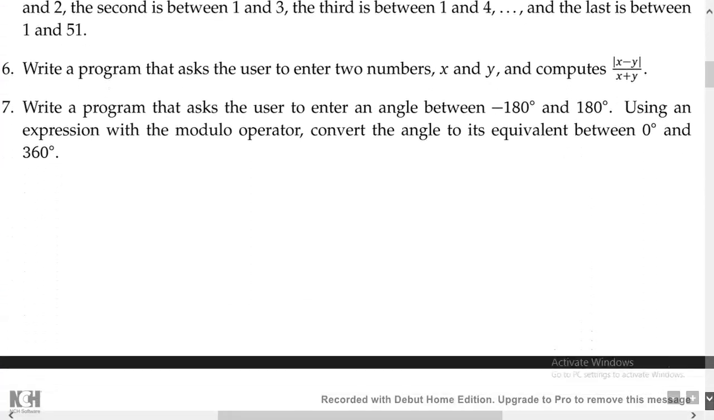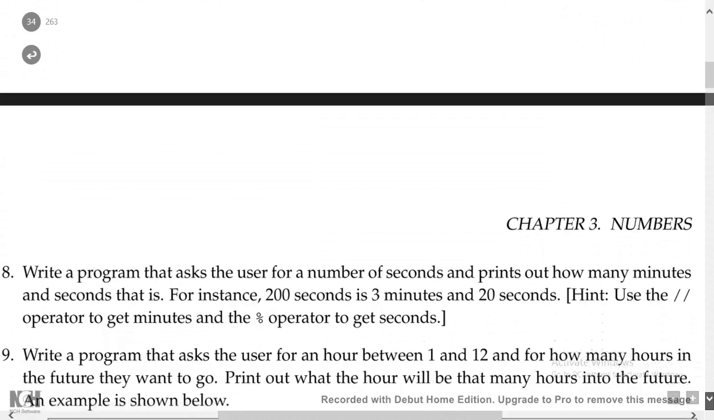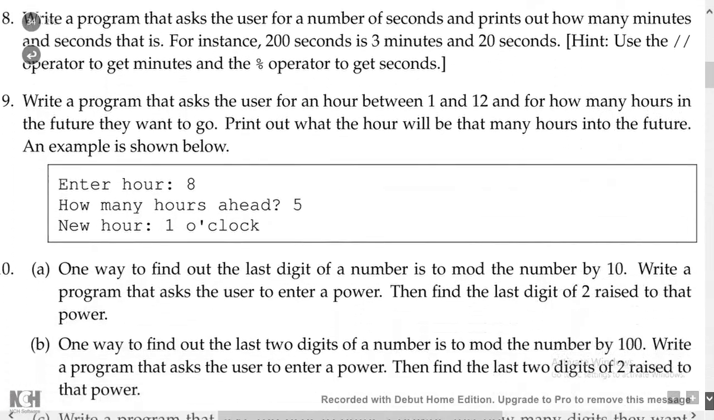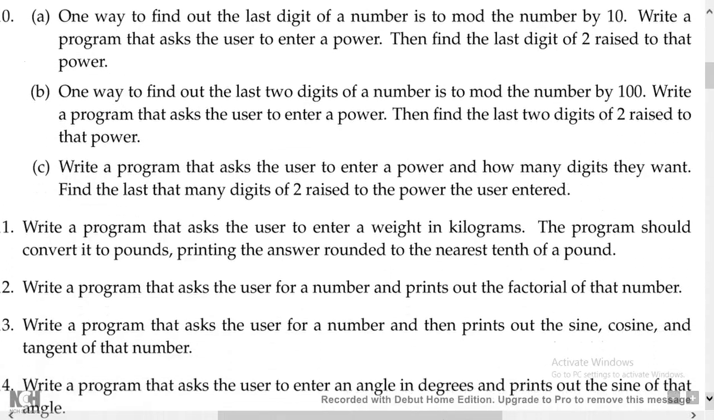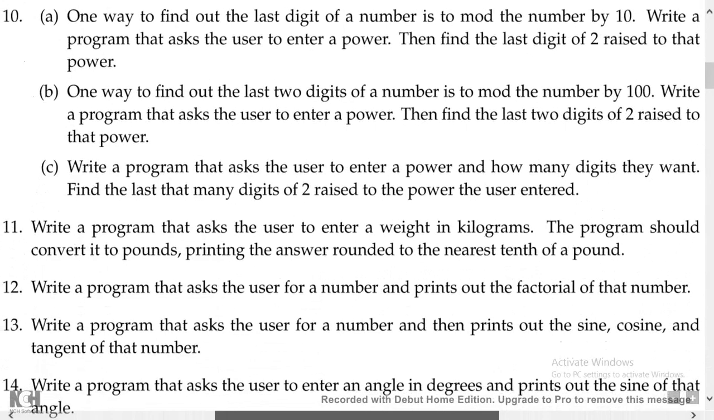I've already gone through all of these exercises up to the 10th one, up to 10.C. Right now I'm about to jump onto exercise number 11. So here's the deal. I've got to write a program that asks the user to enter a weight in kilograms. The program should convert it to pounds, printing the answer rounded to the nearest tenth of a pound. I'm hoping people are clear there.